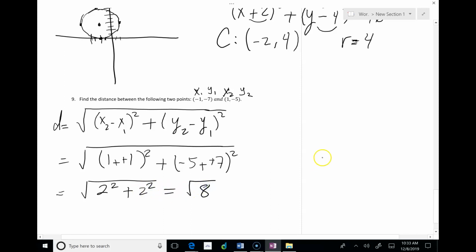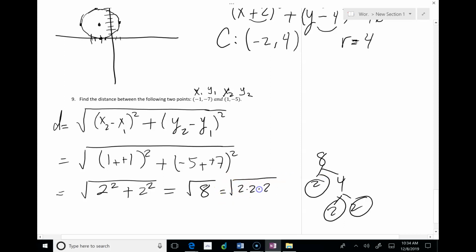So it's radical 8. You write the prime factorization of 8. So it's 2 times 2 times 2. 1 comes out of those 2s, and then 1 remains. That's the distance. Okay? The end of the practice.